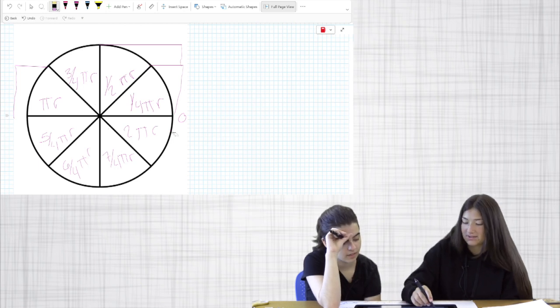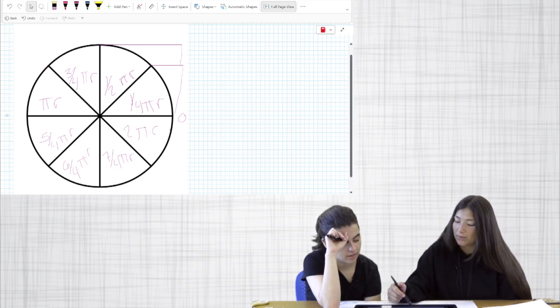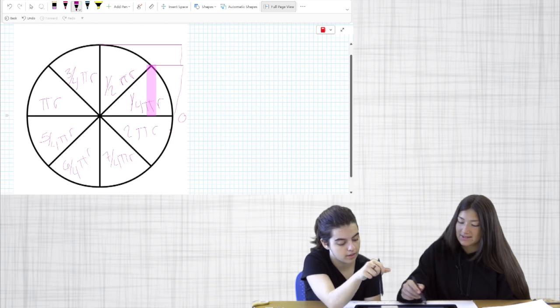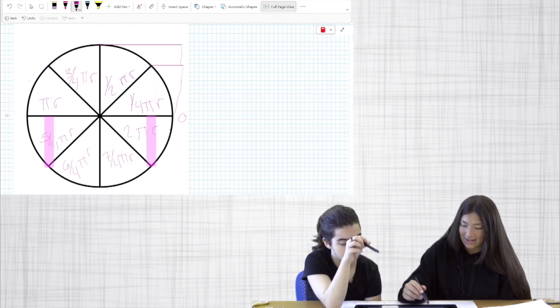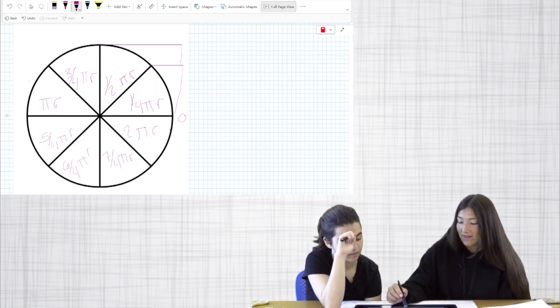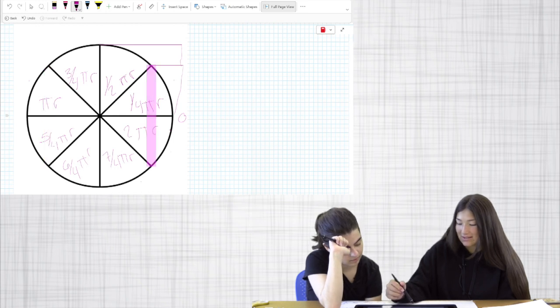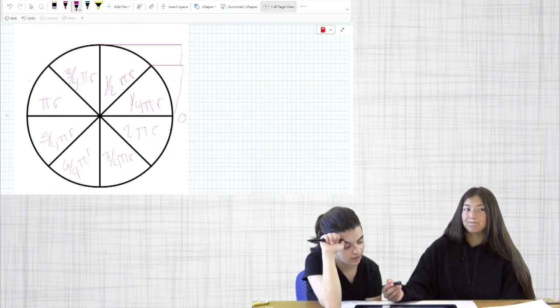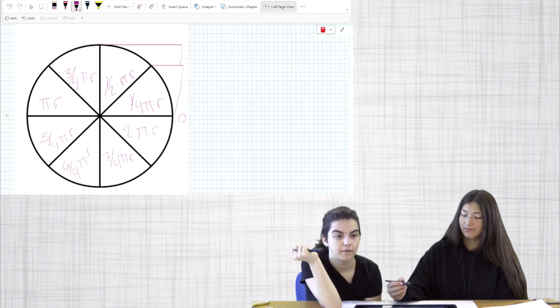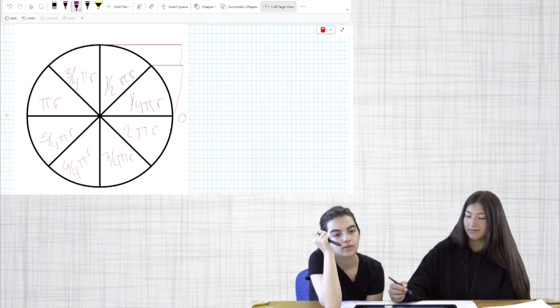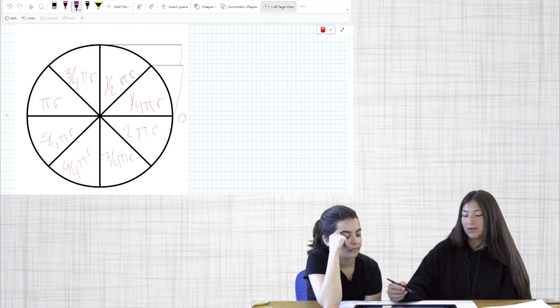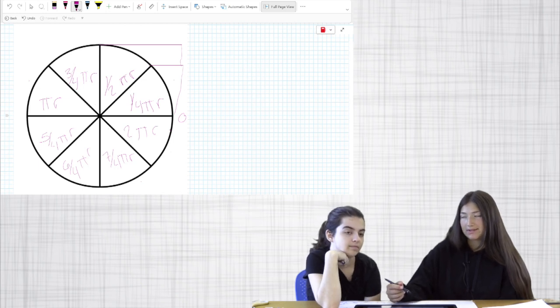Wait, these will both be the same on the sides. Oh, yeah. So which are the same? This is the same as that, and that is the same as that. But then that would also mean that this is the same as this, and that's the same as that. So you only need one. I see. Because it's kind of like if you fold it into fourths, they're all equal because it's an equal number.